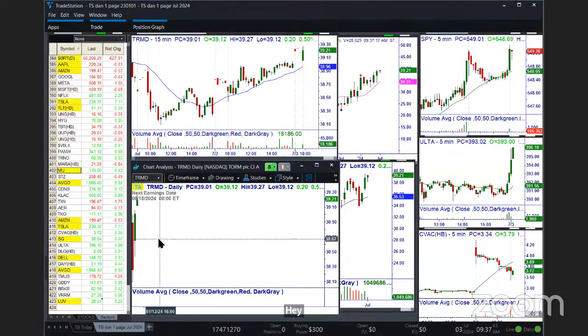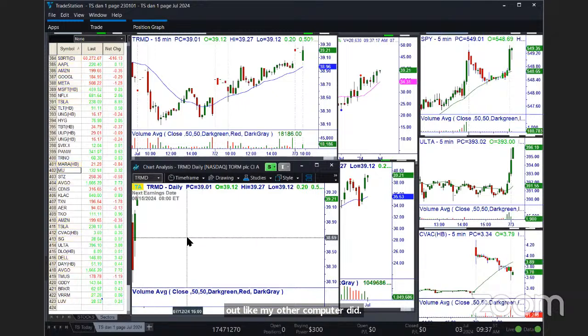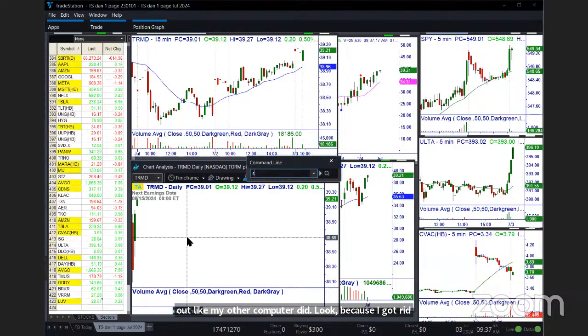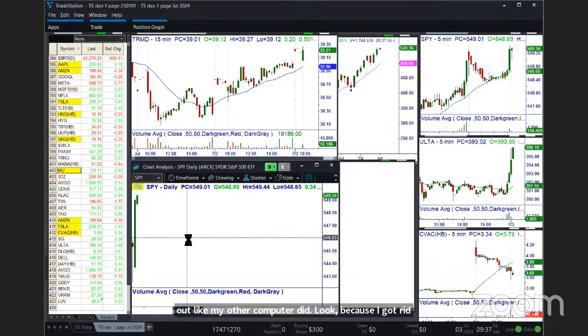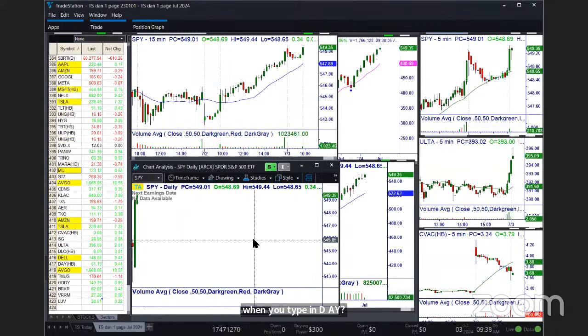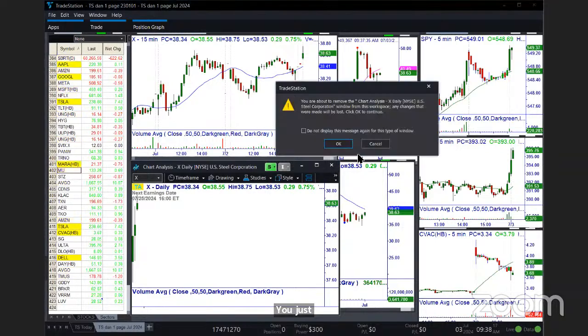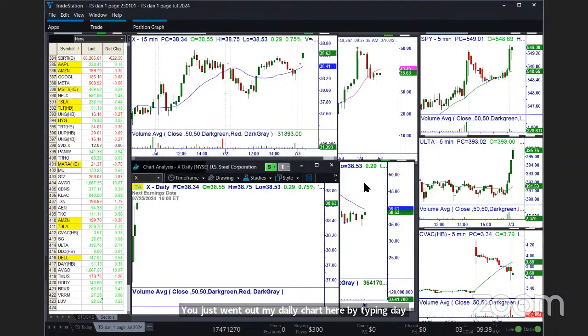Oh, shoot. My daily chart's flipping out like my other computer did. Look, it got rid of all my data. Alex, same problem as the other computer. Remember when you type in DAY? That is the strangest error I have ever seen. You just wigged out my daily chart by typing day.